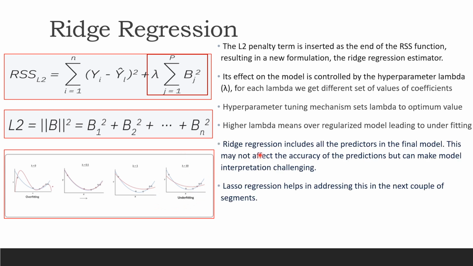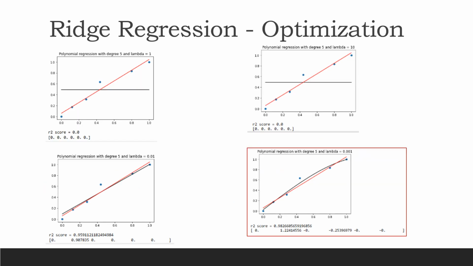Now what ridge regression does is it includes all the predictors in the final model. So these coefficient values will not be equal to zero. They will decrease and approach zero, but not equal zero. So we might have the same number of features, even though this model has penalized the presence of additional features by shrinking these values close to zero. But it is still a complicated model which will have a large number of features.